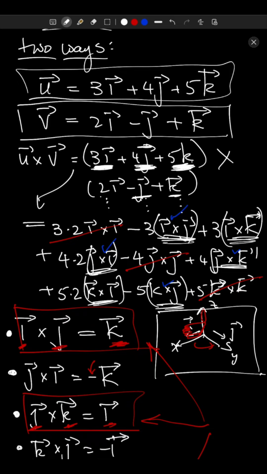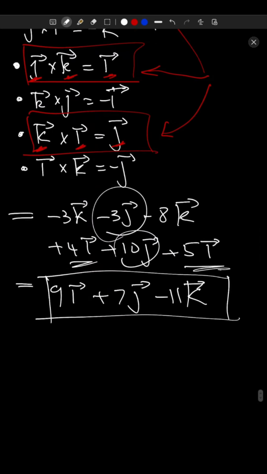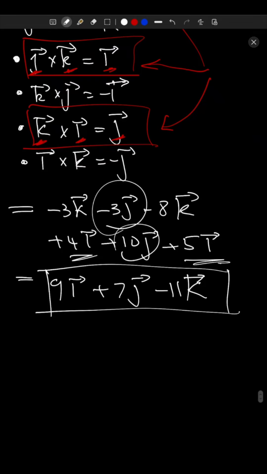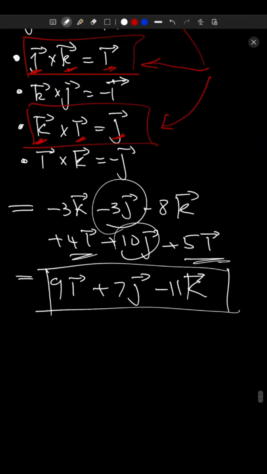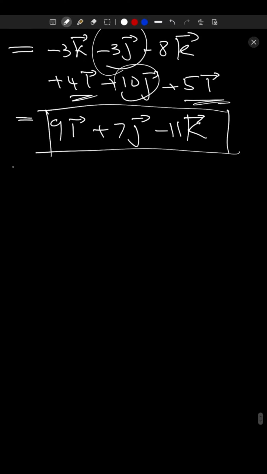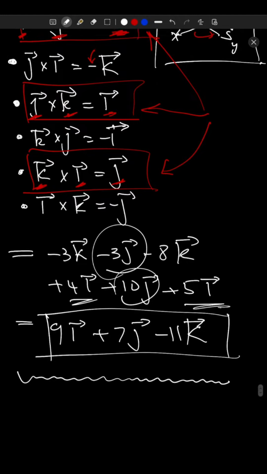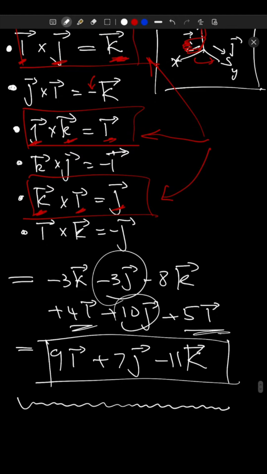Okay, so let me see. 3, 4, 5, 9, 7 minus 11, 3, 4, 5, 27, 28. Yeah, looks like it's going to be okay. So it looks like I didn't make any silly mistakes here. This is a really nice way to compute the cross product because you're just boiling it down to simple multiplications and then just having to remember 3 simple cross products. i cross j is k, j cross k is i, k cross i is j.